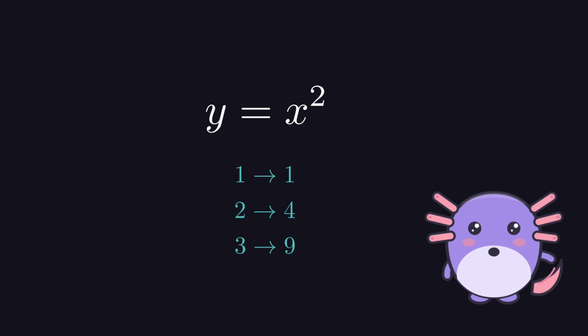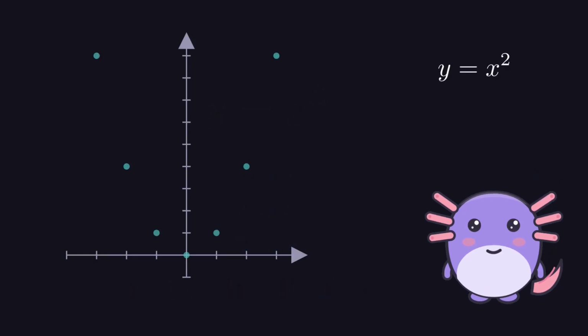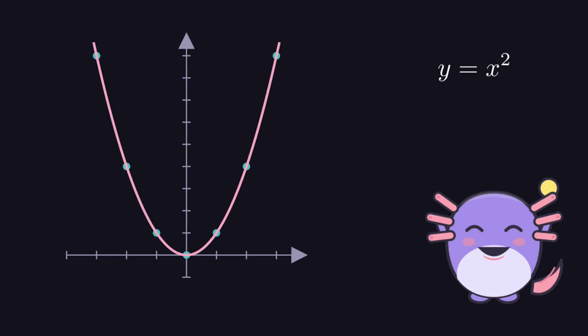Compare it with our old friend, the line y equals 2x, at x equals 10. The line has climbed to 20, but the square has rocketed to 100. Curves beat lines in the long run, every single time. Let's plot it and see. Dot by dot, the squares land on the grid, and when we connect them, we don't get a line at all. We get a smooth, elegant U-shape called a parabola.